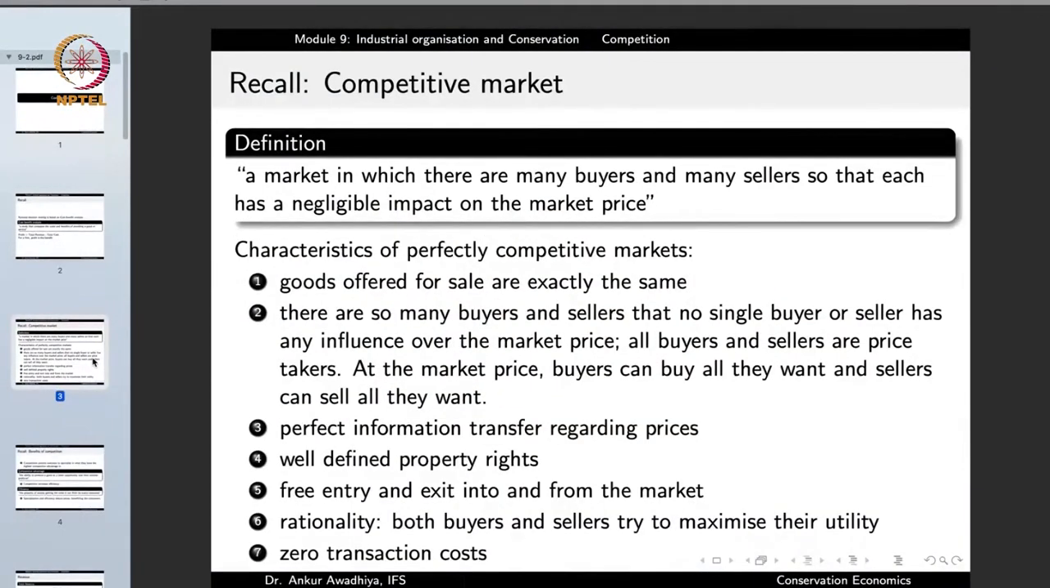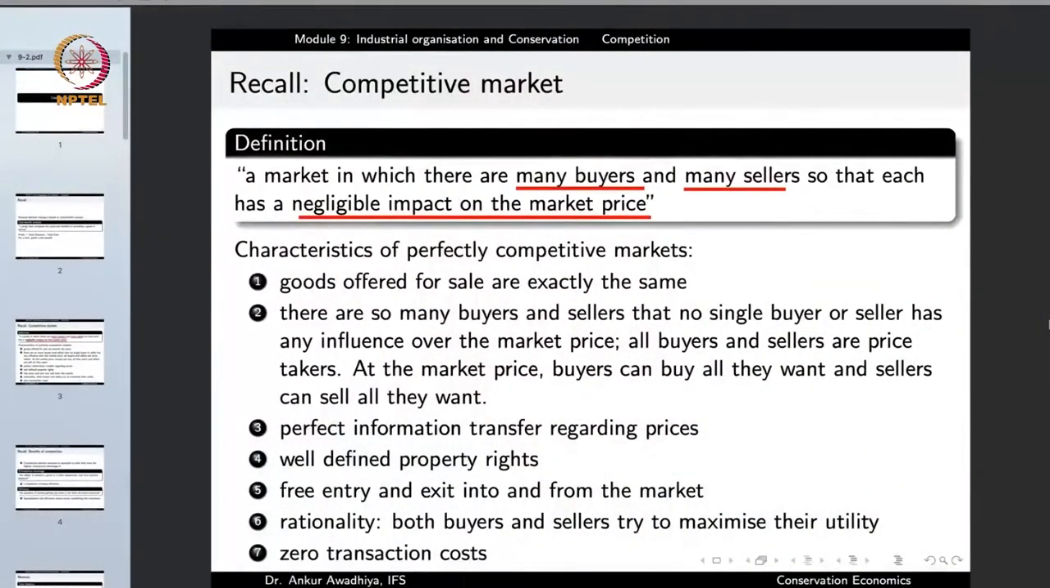And we also had a look at a competitive market. A competitive market is a market in which there are many buyers and many sellers, so that each has a negligible impact on the market price. Essentially, in a competitive market there are so many buyers and so many sellers that any one buyer or a group of buyers, or any one seller or a small group of sellers, is not able to make a big change in the market prices, which means that these people are price takers. That is, the buyer will have to take the price that is being offered in the market, and the seller will have to sell at the price that is being offered by the market.